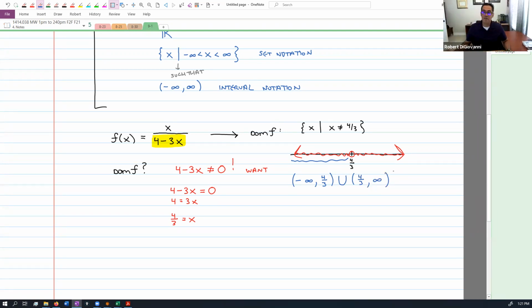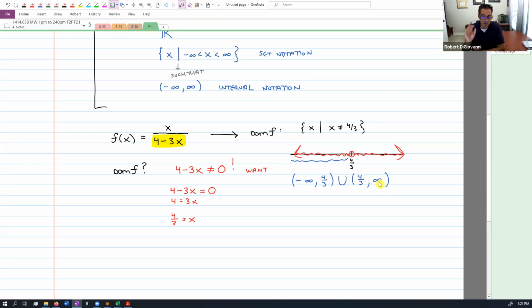That is interval notation. Now, what it means is that you can pick any number between negative infinity and 4/3, anything to the left of 4/3. And then this U means union, meaning that there's a whole other set of numbers that you can pick. And that would be anything from 4/3 on to infinity.